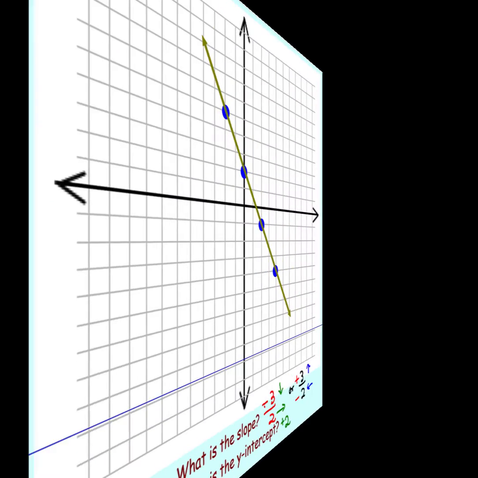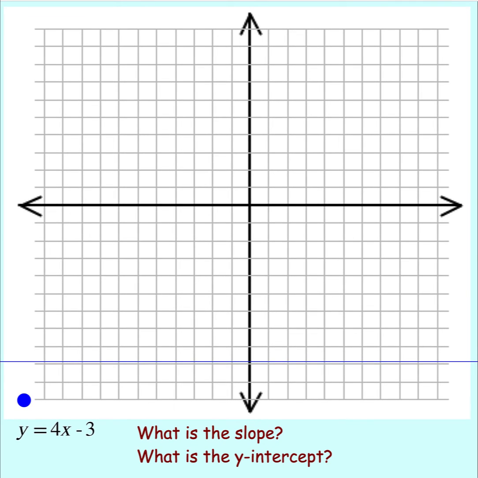Okay, so let's try this one. This one says y equals 4x minus 3. On your own, go ahead and figure out what the slope is in the directions, and then what the y-intercept is.